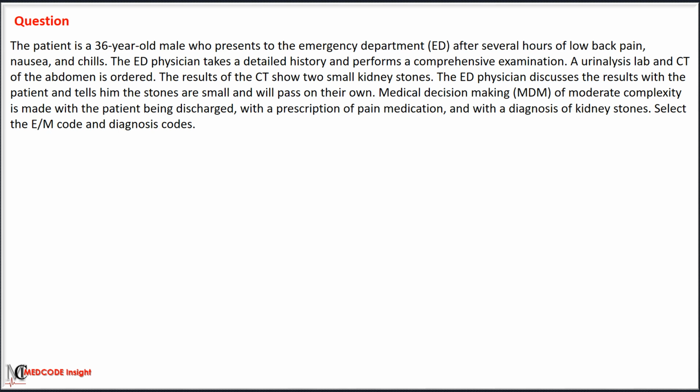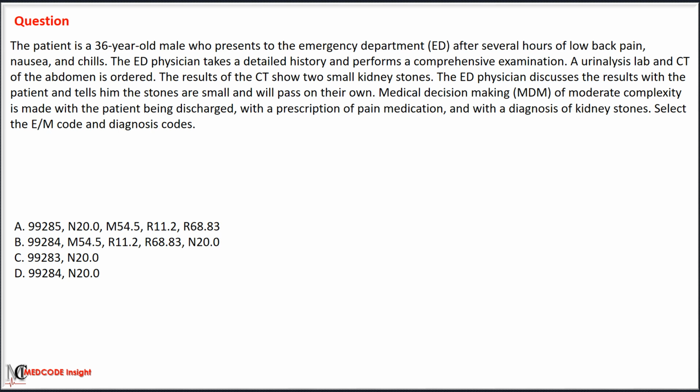The patient is a 36-year-old male who presents to the emergency department after several hours of low back pain, nausea, and chills. The emergency department physician takes a detailed history and performs a comprehensive examination. A urinalysis lab and CT scan of the abdomen are ordered. The result of the CT scan shows two small kidney stones. The emergency department physician discusses the result with the patient and tells him the stones are small and will pass on their own. Medical decision making of moderate complexity is made, with the patient being discharged with a prescription of pain medication and a diagnosis of kidney stones. Select the evaluation and management code and diagnosis codes.